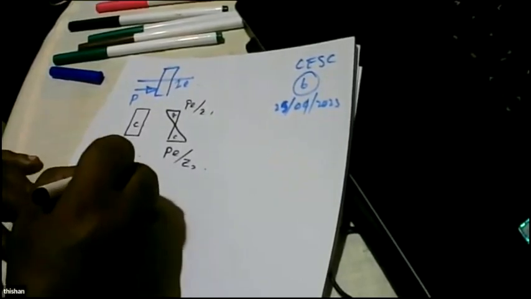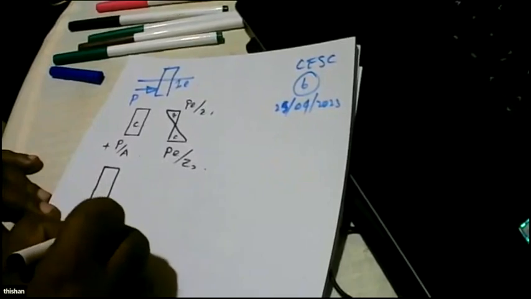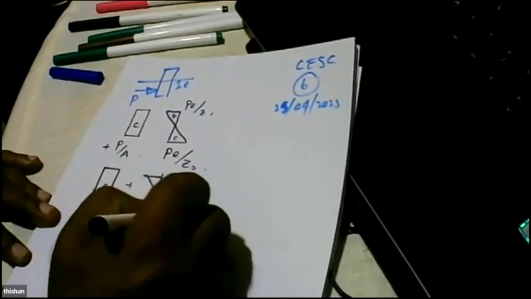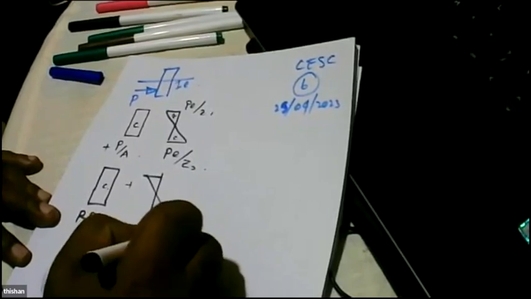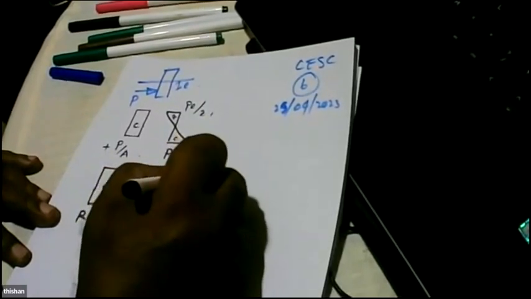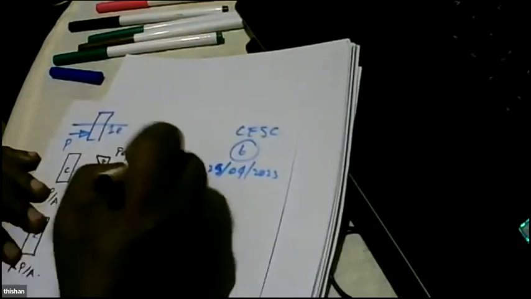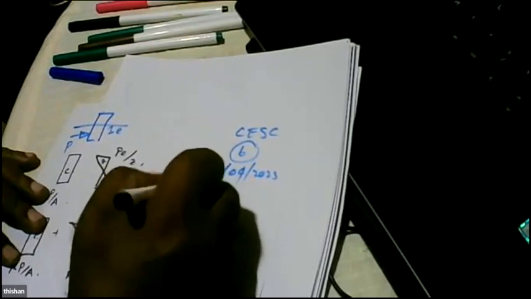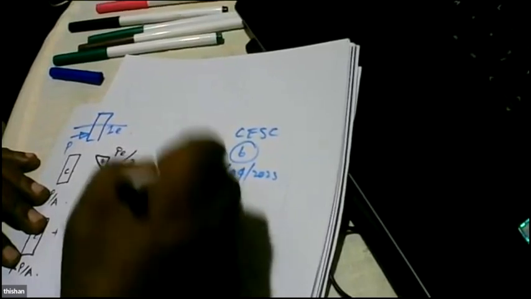Then we construct the bridge. Now not P over A, now RP over A, compression plus RPE over Z2, RPE over Z1, and in this case we get the dead load moment coming, and here tension, compression: minus MD1 over Z2, minus MD2 over Z1.